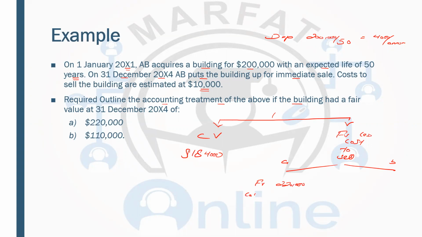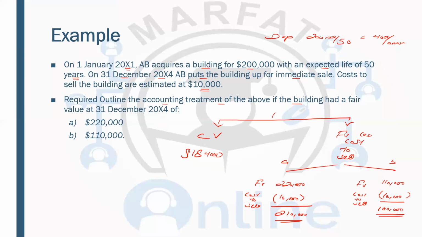Obviously, we are going to deduct the cost to sell from it, which is 10,000. And then it will give you 2,10,000. The second situation is the one in which we have the fair value, which is 1,10,000. And then you have the cost to sell, which is 10,000. And then you have 100,000 over here.